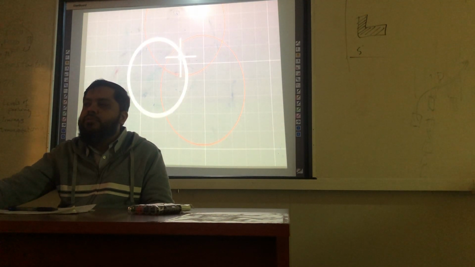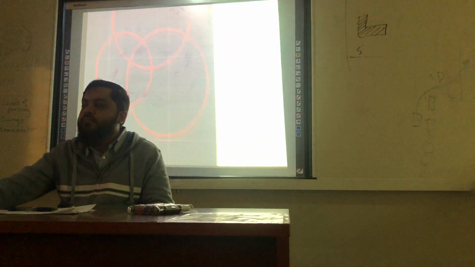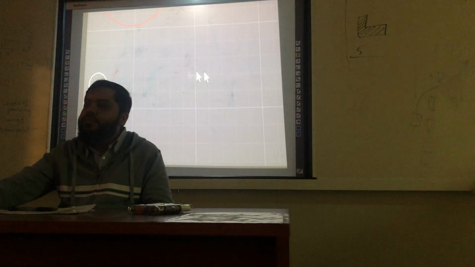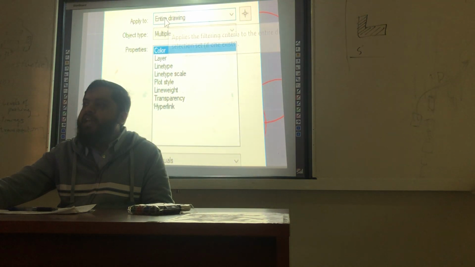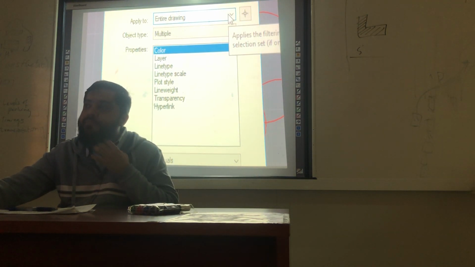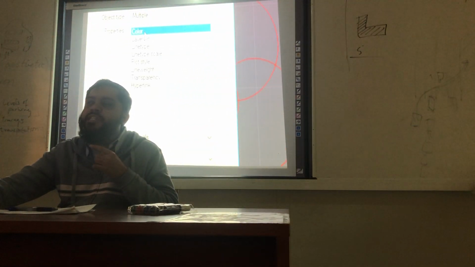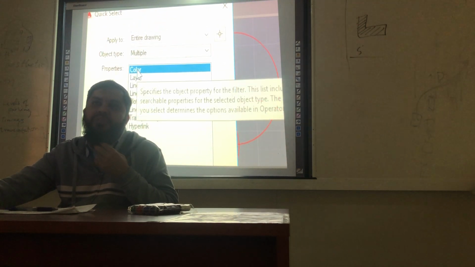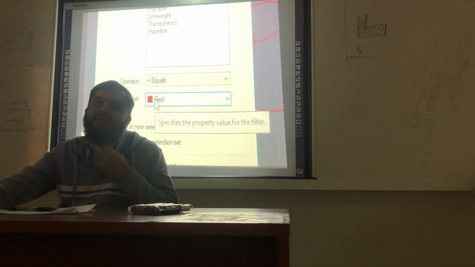Now, where is that object? Well, if I right click and I say quick select, quick select. Okay. So he says apply to the whole drawing, everything, everywhere. Yes. And I changed the color because of this plan. I'm going to select everything on the basis of color. I'm going to say quick select color equals red.